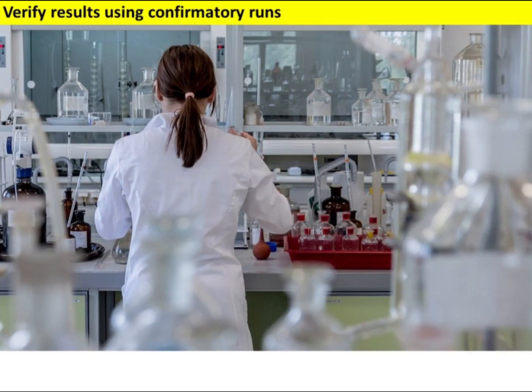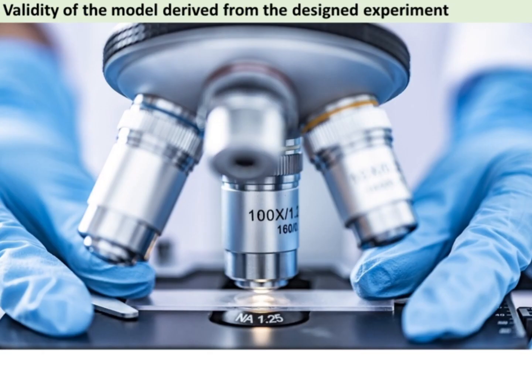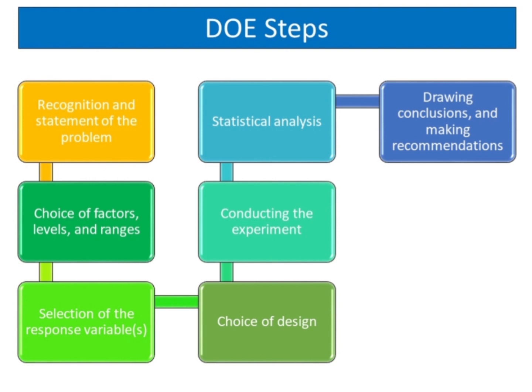7. Verify results using confirmatory runs. The purpose of a confirmation experiment is to demonstrate the validity of the model derived from the designed experiment. The confirmation experiment may be quite small, perhaps consisting of just a single crucial condition, but it should address the most important claims or conclusions from the full experiment. 8. Drawing conclusions and making recommendations.